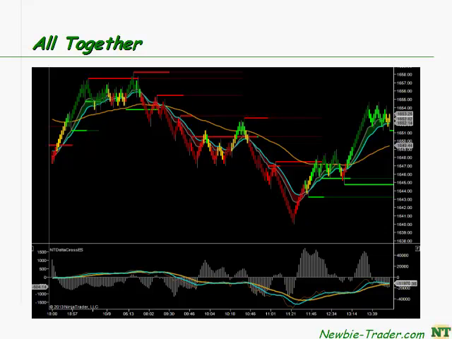And we put it all together, and we have a really, really simplistic, simple-looking chart. I say simplistic and simple, and I know it's not. Nothing in trading is simple. But let's see if we pass the test here when we put it all together.